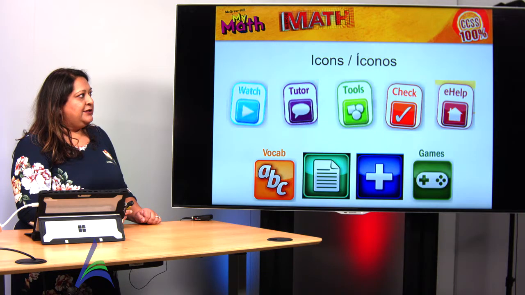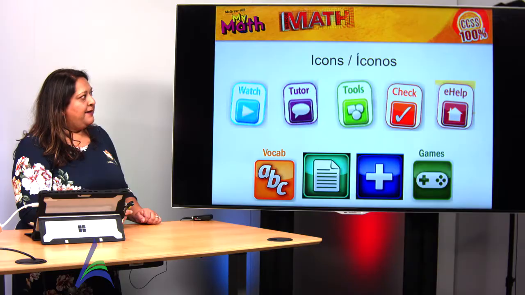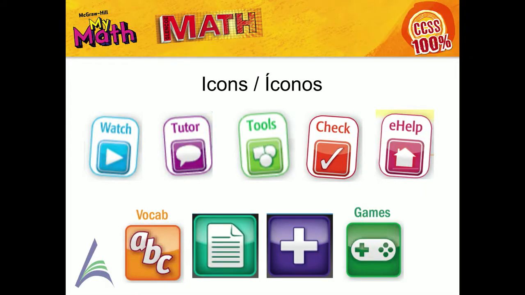Here are some icons you'll see when you're in the MyMath program. The blue play button is the watch, purple is tutor, the green is tools, your red check mark is for checking or assessments, and there's an e-help button. There's a vocabulary button, and the ones in the middle, the paper, is actually any documents that you have access to. The plus is more if there are any additional items, and the green on the bottom is game.